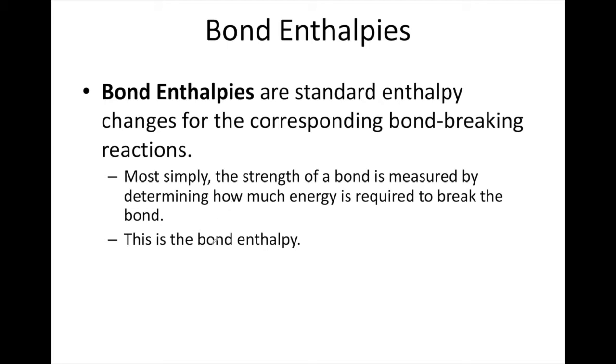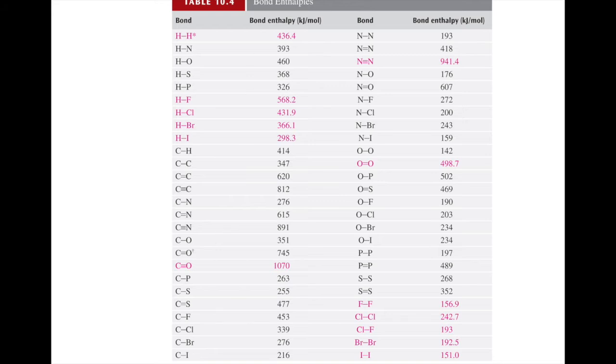So we have molecules, and these molecules contain chemical bonds. Each chemical bond has a different amount of energy in it. So the bond enthalpies, and you can see here a whole table full of bond enthalpies. Let's look at one. Here we have a hydrogen-hydrogen bond, and the bond enthalpy is 436.4. What that means is to break a hydrogen-hydrogen bond requires 436.4 kilojoules per mole.